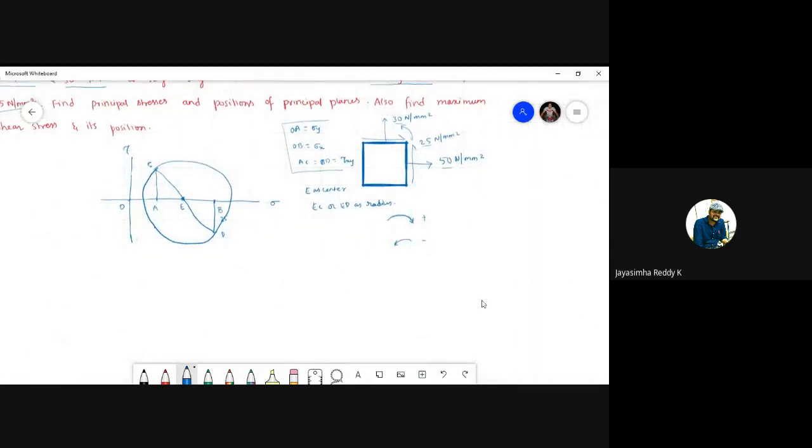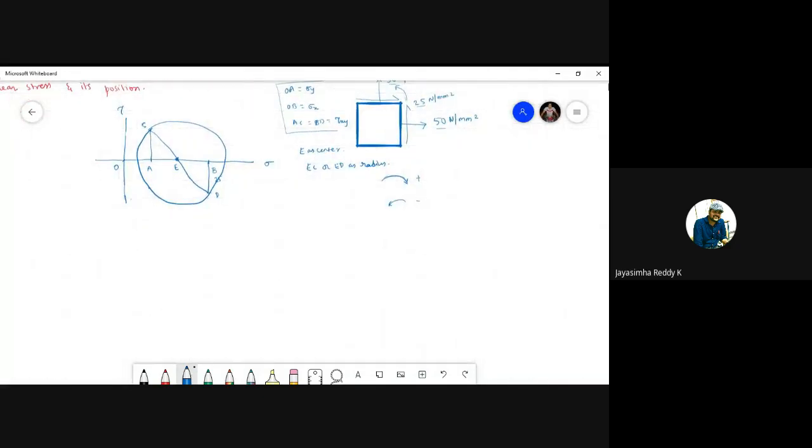Okay. So let me make it here. Let us draw the coordinates first. This is the first and foremost step. In the question we are given sigma x, sigma y, and tau xy. Sigma x is given as 50, sigma y is given as 30, and tau xy is given as 25. Now sigma x and sigma y go on the x-axis, tau on the y-axis.